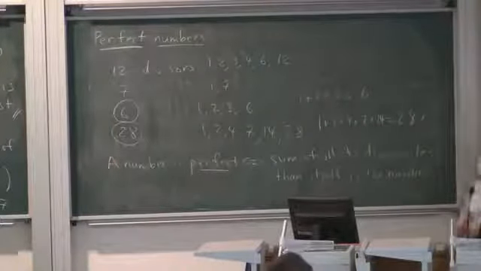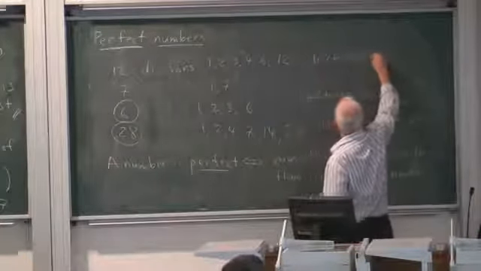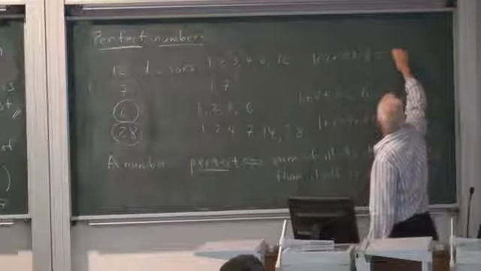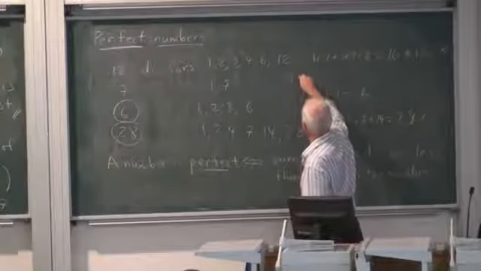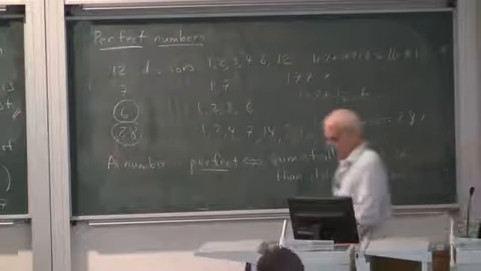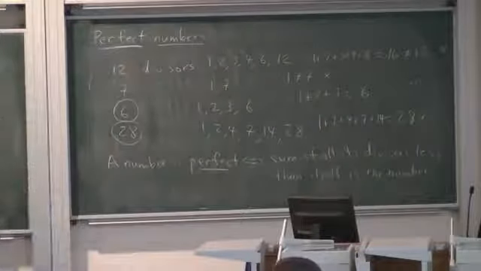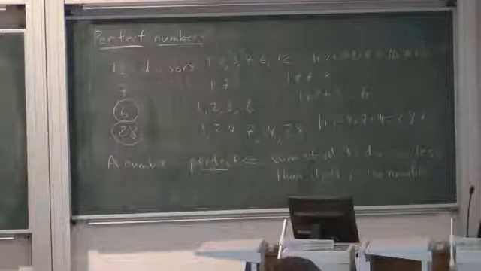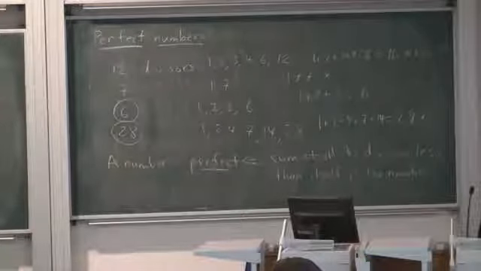Those are perfect numbers. While 12 would not be a perfect number because 1 plus 2 plus 3 plus 4 plus 6 is 16. That's not equal to 12. That's not a perfect number. And 7 is not a perfect number because 1 is not equal to 7. So the Greeks liked perfect numbers, and they proved a lovely thing, which is actually the culminating theorem in Book 9. So this is perhaps the pinnacle of the Greek work on number theory.